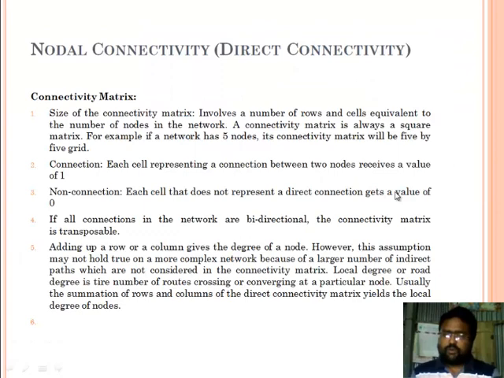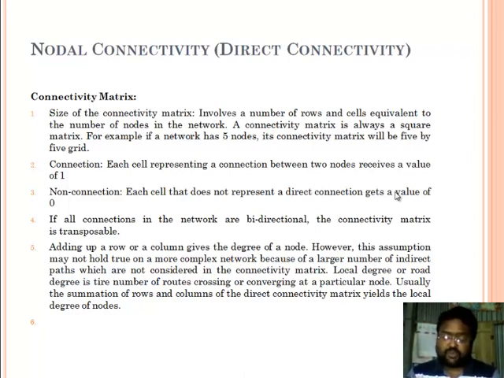Now we'll be talking about the nodal connectivity or direct connectivity measurement. This direct connectivity or nodal connectivity is measured by a connectivity matrix. The size of the connectivity matrix involves a number of rows and columns equivalent to the number of nodes in the network. A connectivity matrix is always a square matrix.